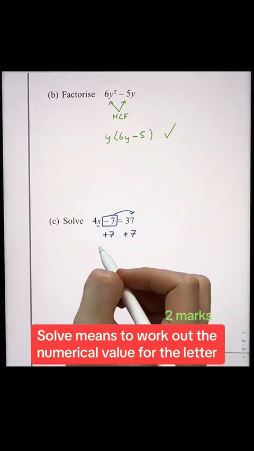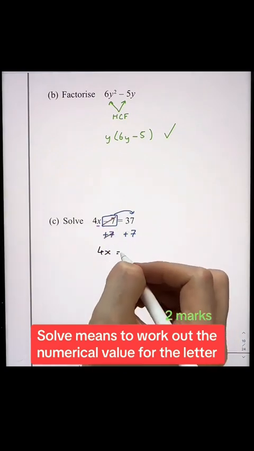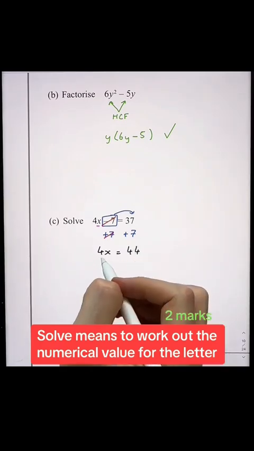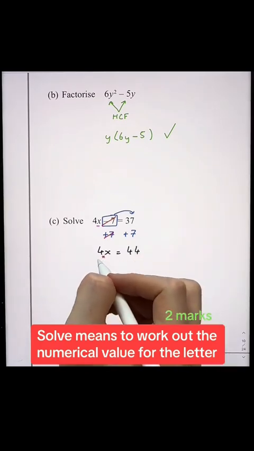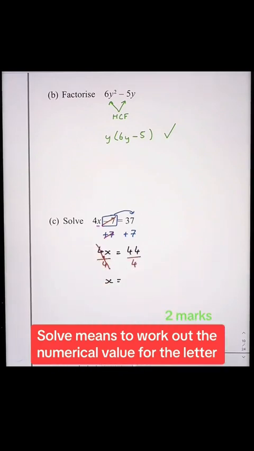On the left-hand side, I'm left with simply 4x, as I know negative 7 add 7 will cancel. Now on the right-hand side, I know that 37 add 7 gives us 44. 4x in algebra means 4 multiplied by x. As I want to get the value of x, the opposite of times by 4 is I'm going to divide both sides of my equation by 4. 4 over 4 will cancel to leave us with x. And on the right-hand side, 44 divided by 4 gives us 11.